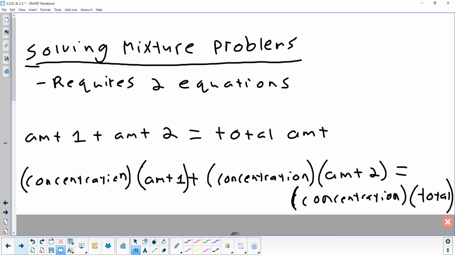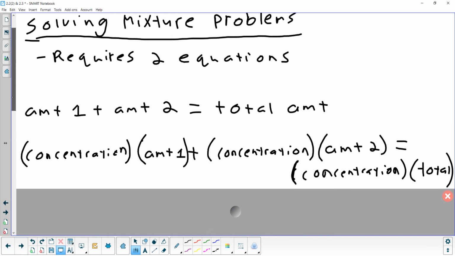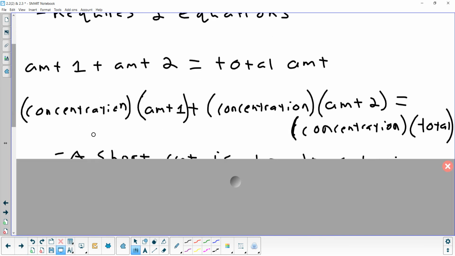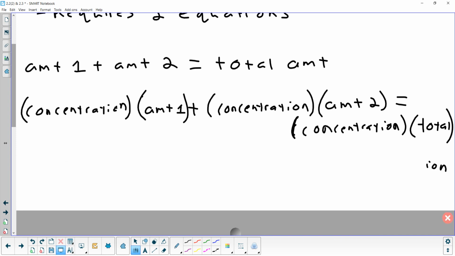The concentration of your first solution times how much of the first solution you used, plus the concentration of your second solution times how much of the second solution you used. And that has to equal the concentration of your final solution times the final amount that they want. So those are going to be the 2 equations that we set up.